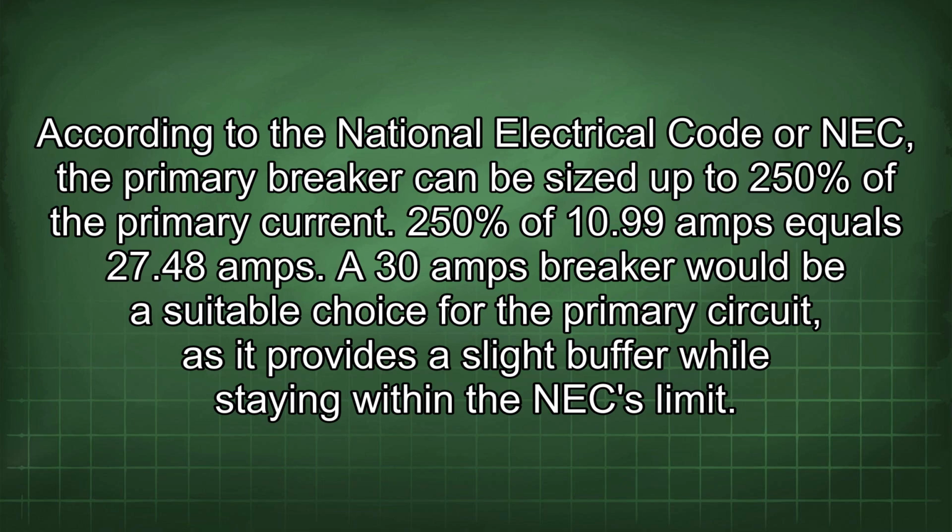According to the National Electrical Code, or NEC, the primary breaker can be sized up to 250% of the primary current. 250% of 10.99 amps equals 27.48 amps. A 30 amps breaker would be a suitable choice for the primary circuit as it provides a slight buffer while staying within the NEC limit.